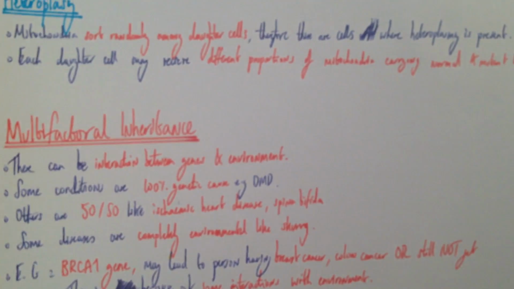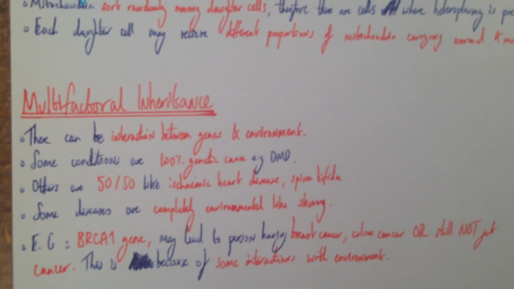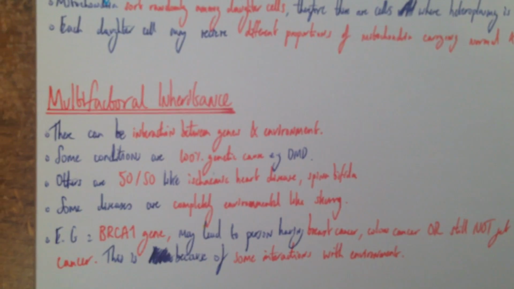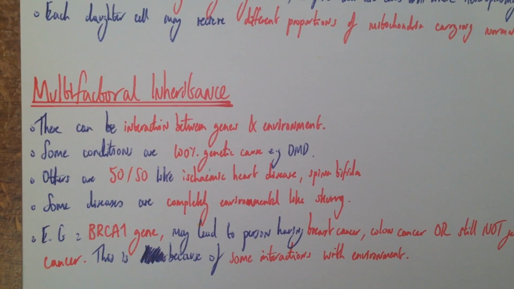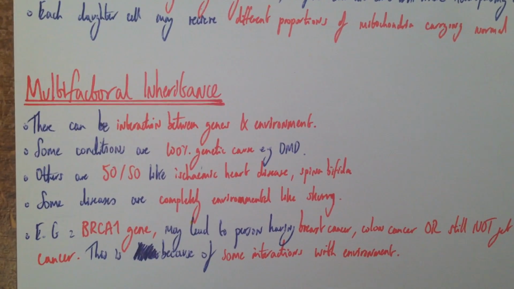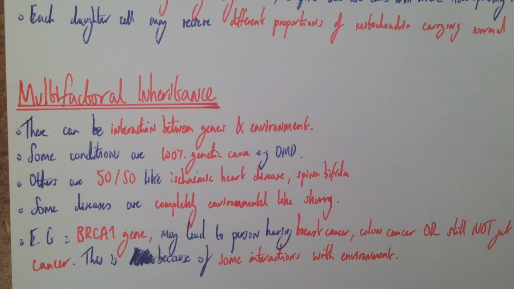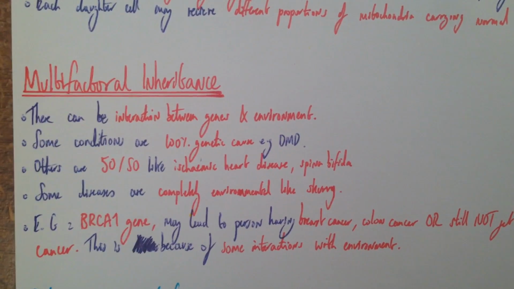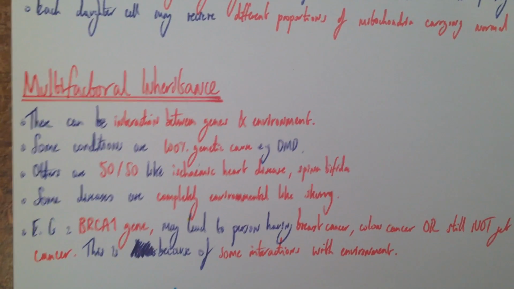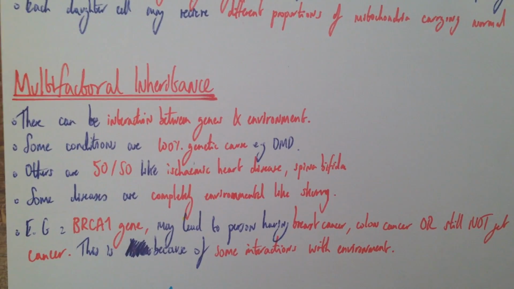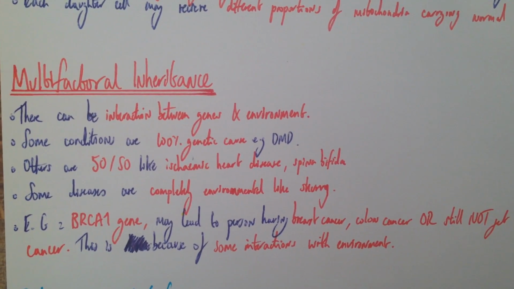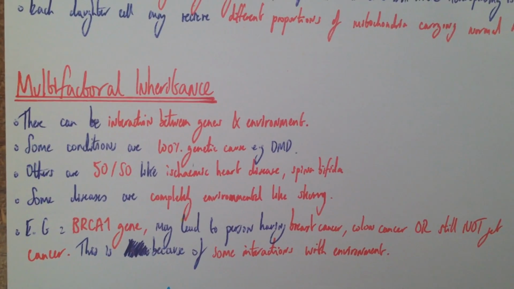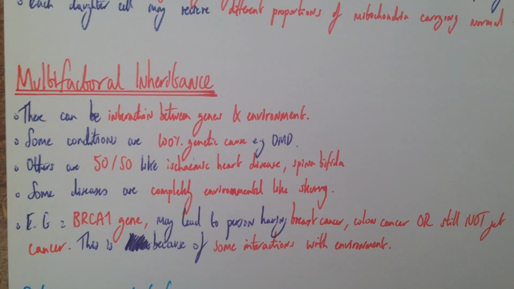We'll then go on to something called multifactorial inheritance. So this can be an interaction between genes and environment. Some conditions are 100% genetic, such as DMD, as we said before, Duchenne muscular dystrophy. Others are 50-50, like ischemic heart disease or spina bifida. And some diseases are completely environmental, like scurvy.